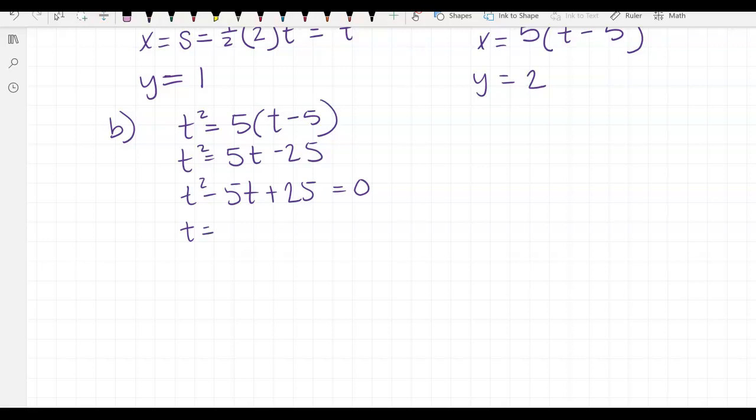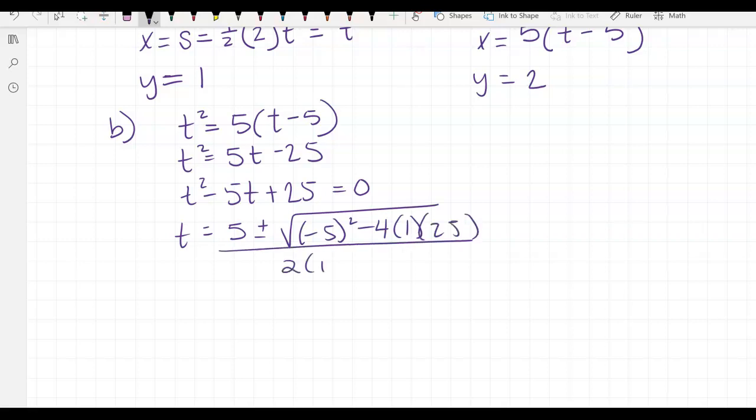How do we solve if we can't factor a quadratic? You guys have to get this under your belt, okay? The quadratic formula says negative b. I'm sorry, b is negative 5. So 5 plus or minus the square root of b squared minus 4 times a times c, all over 2 times a.